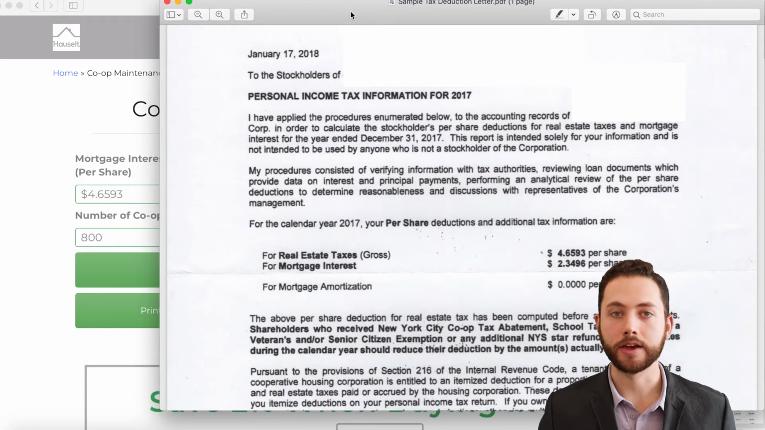So you may be asking, where do I find the per share tax deduction amounts for real estate taxes and mortgage interest? Well, it's a very simple answer. Every year as a shareholder, the accountant for your co-op will send out a Form 1098. And the 1098 provides you with the data points that you need. In front of us is an example of such a document. As you can see, it gives you a per share amount for real estate taxes and mortgage interest.